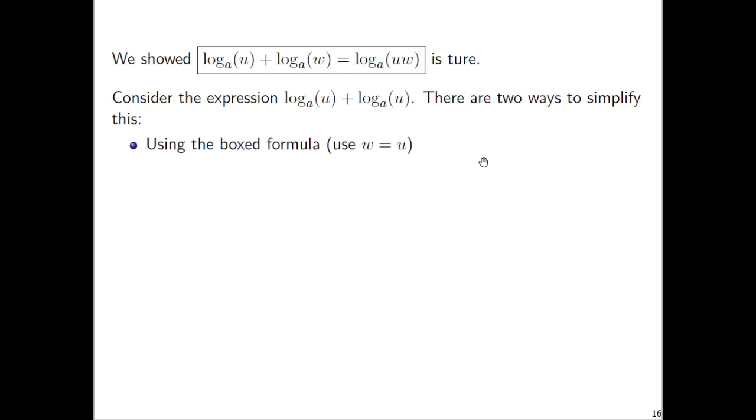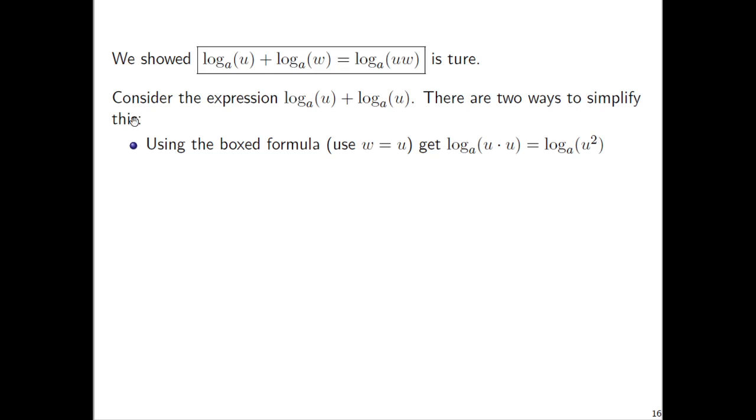One way to simplify this is to use the formula that's boxed at the top. We already showed this formula was true, so because we trust this formula, we can now plug in a u for the w, and so we'll see that log base a of u plus log base a of u is log base a of u times u. So that's written here, log base a of u times u. But then u times u we could just write as u squared.